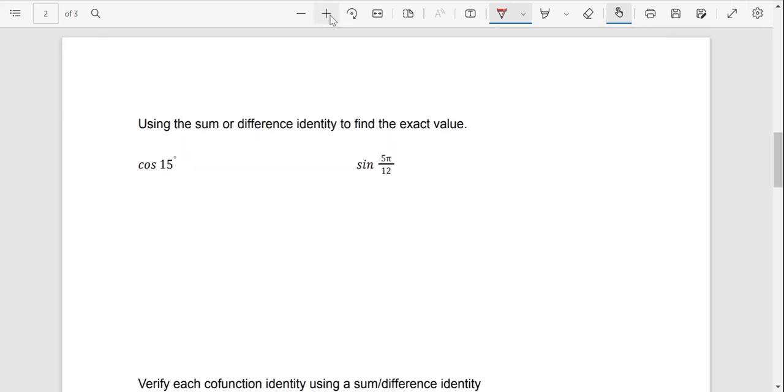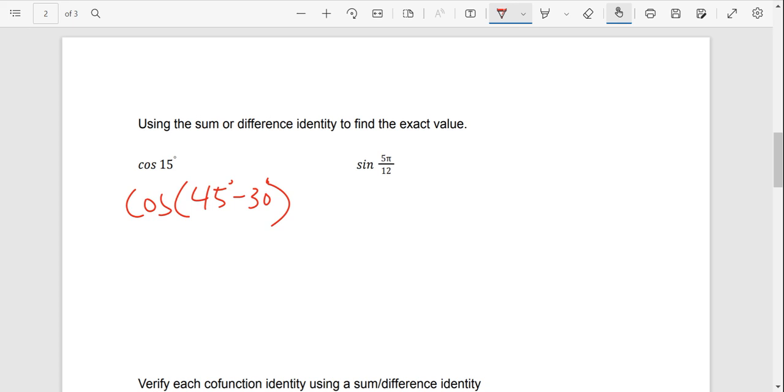So we're going to use the sum or difference identity to find the exact value. Now, first one, cosine of 15 degrees. What two values can you subtract to get 15 degrees, or add? In this case, you can't add, right? Unless you want to do some negative numbers, which is silly of you. So what two numbers? 45 and 30, because 45 minus 30 is 15. Now, you could have rattled off a bunch of others, right? I want to keep it simple. Don't overthink. 45 minus 30.